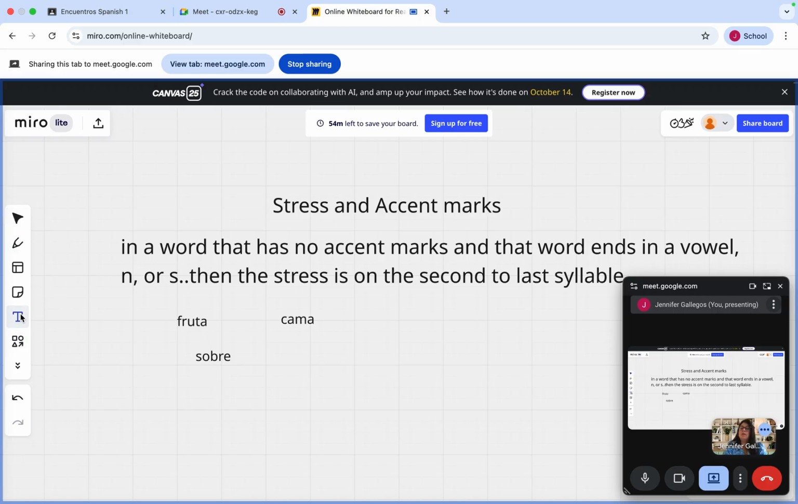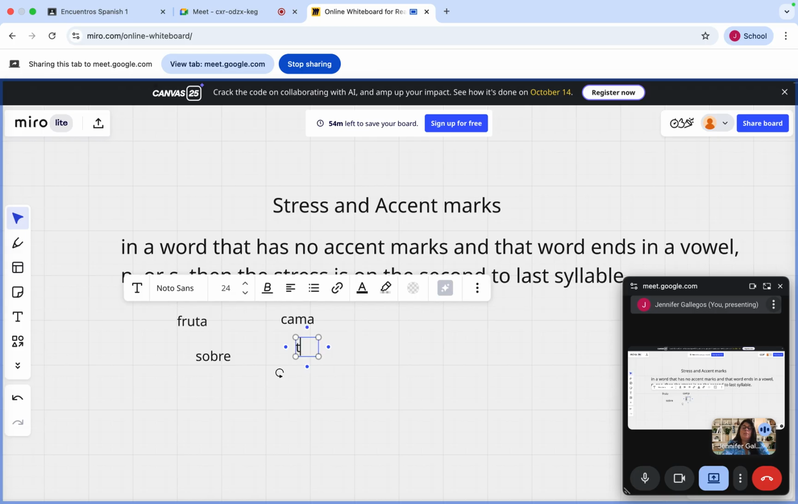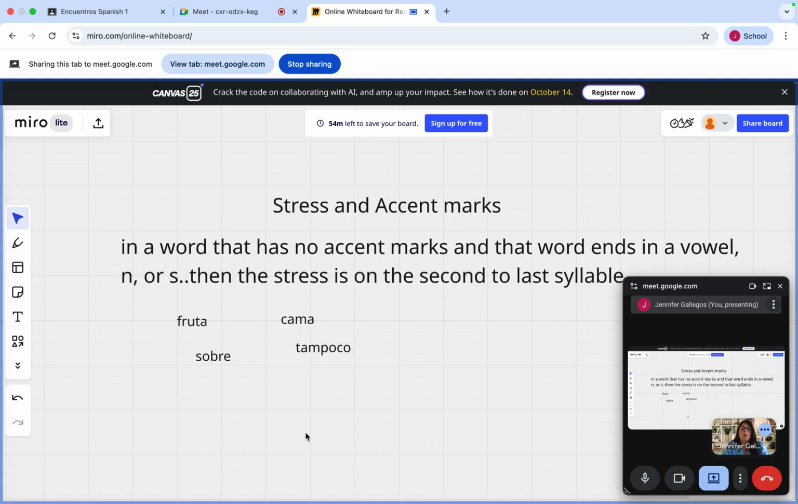All right. Now, what if we have more than one syllable, like this word? Okay. So it ends in a vowel. And so we know the stress is going to go on the second to last syllable, which means it will go on the first O. Therefore, the word is pronounced tampoco. Okay? And you can sort of hear that punch on that first O.